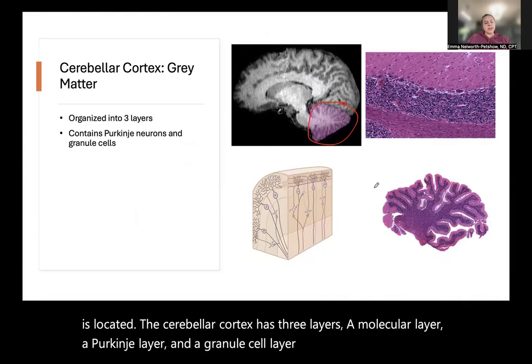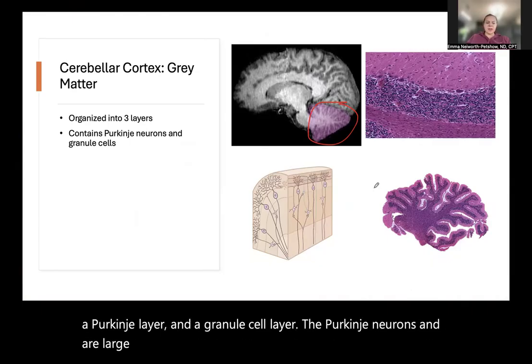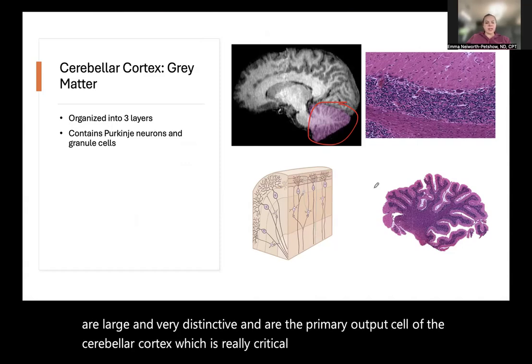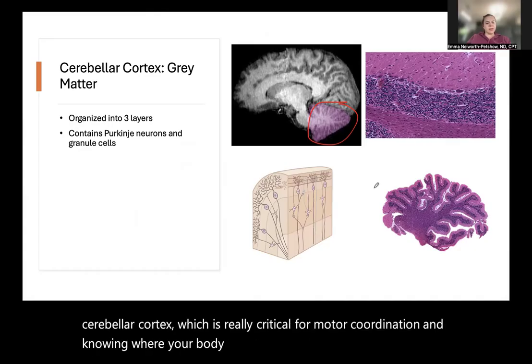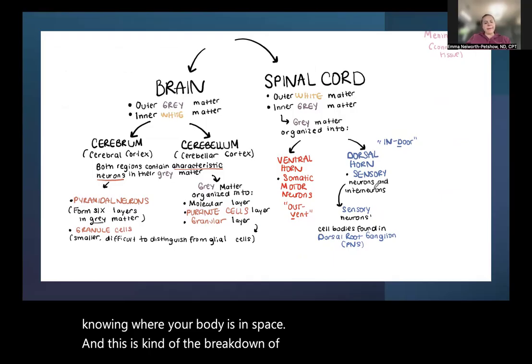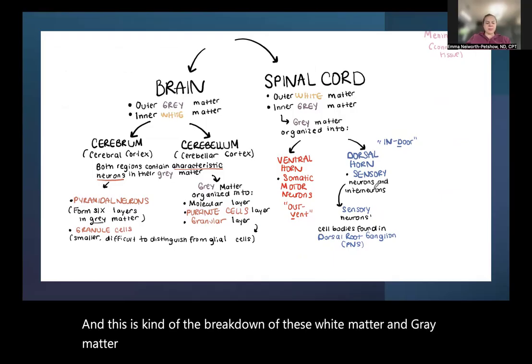The Purkinje neurons are large and very distinctive and are the primary output cell of the cerebellar cortex, which is really critical for motor coordination and knowing where your body is in space. And this is the breakdown of these white matter and gray matter properties.